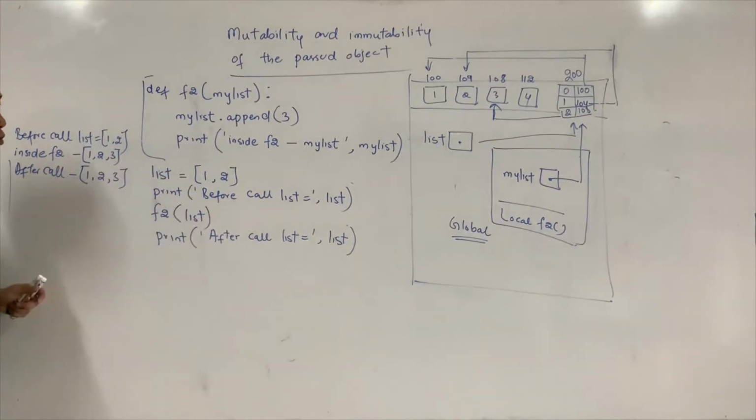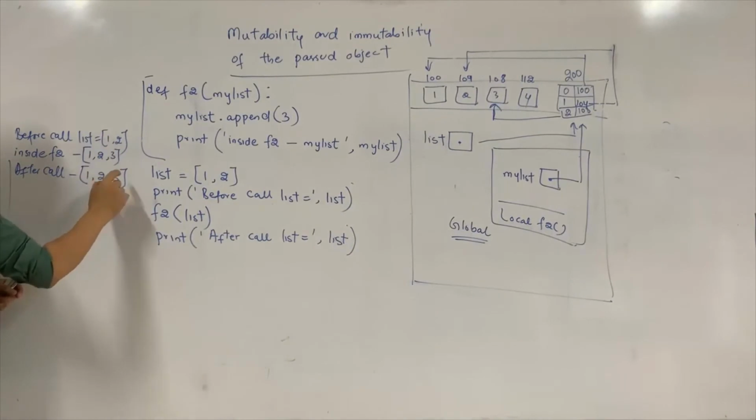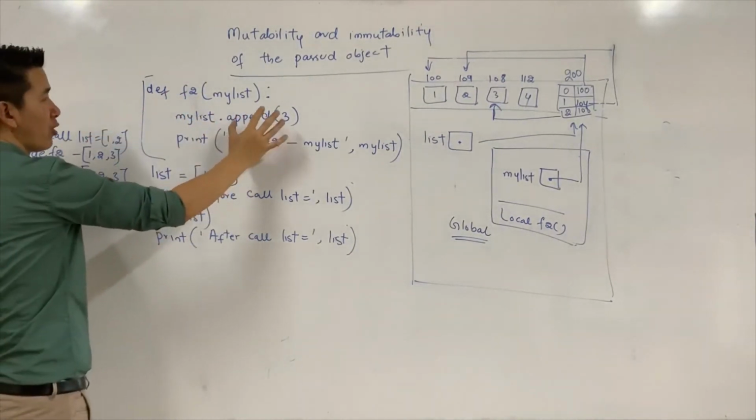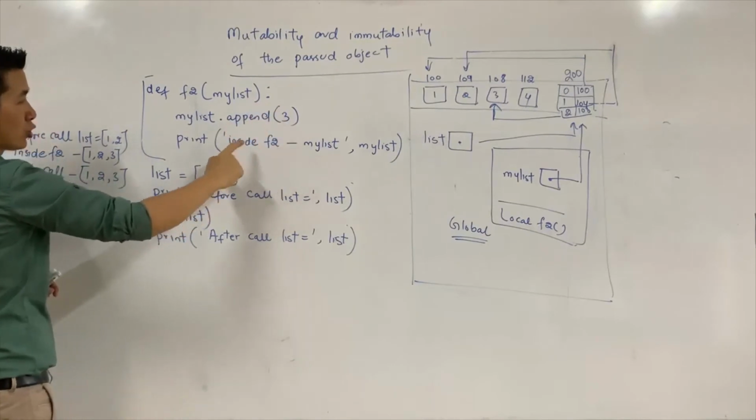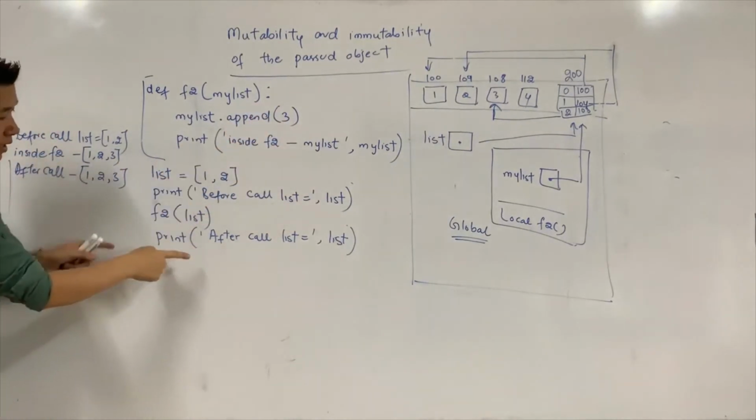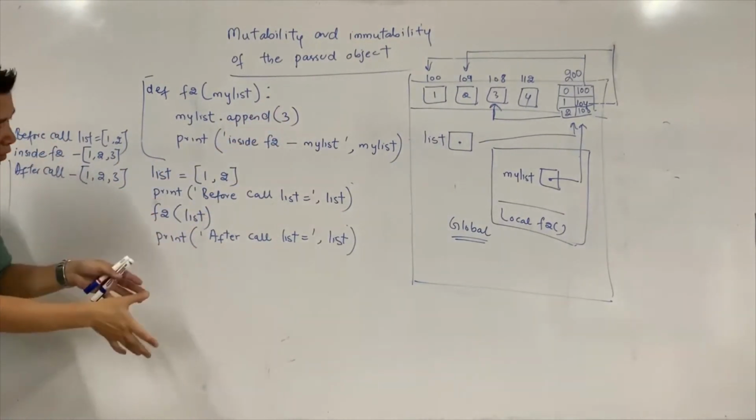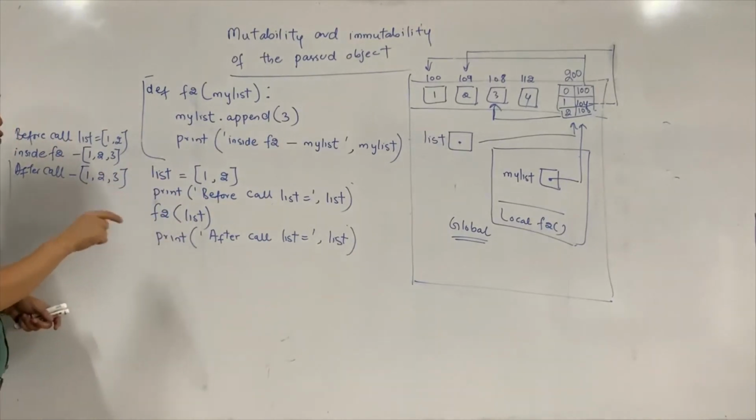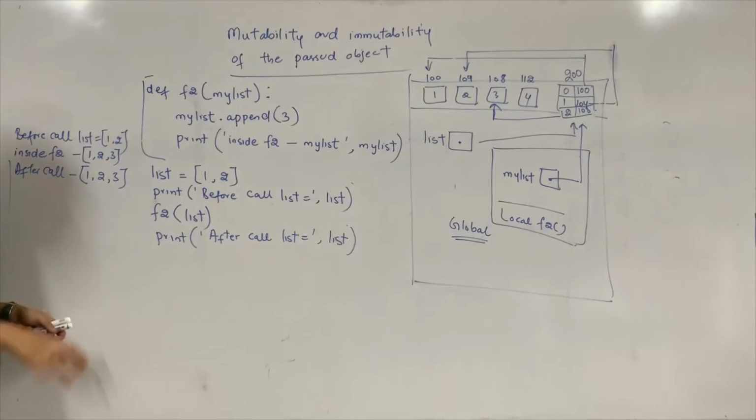So when you run the program, 1, 2 is sent up, I added 3, and I printed the content of my list in the function definition. It showed 1, 2, 3, and then coming back to the main part of the program, when I printed the original value of list, it did show the updated or changed content.